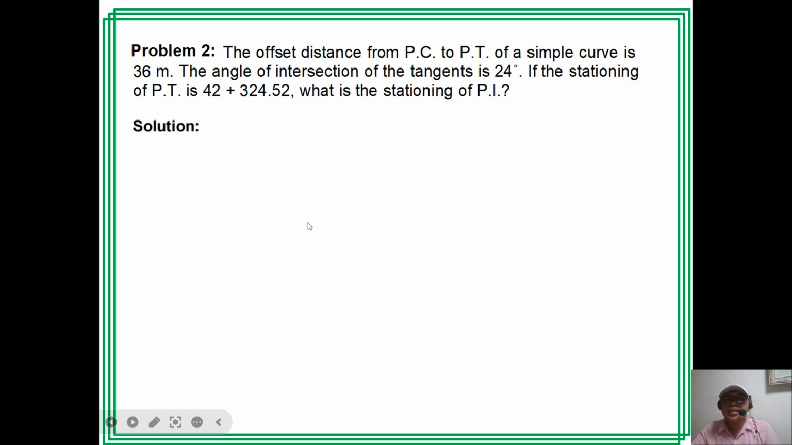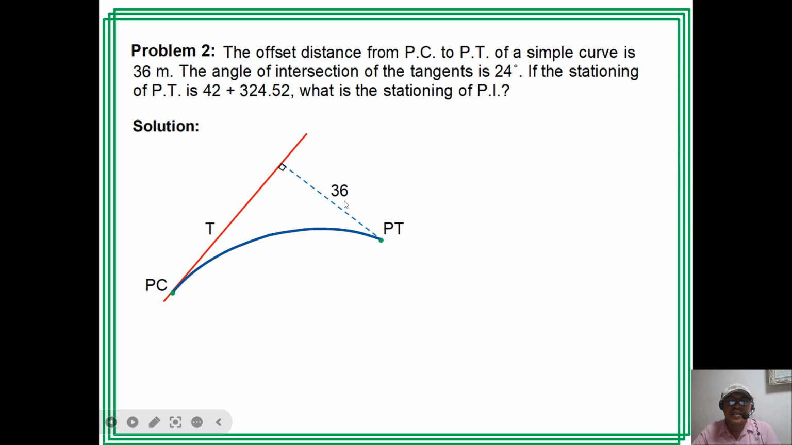Okay. So, we have a simple curve. So, this is the PC. This is the PT. Then, if I will draw tangent to PC, it is this. And then, we have the offset distance from the PC to the PT. So, that is the perpendicular distance from the tangent through the PC to the PT. So, we have here 90 degrees and this is 36. This is what we call the offset distance of the PT from the PC.